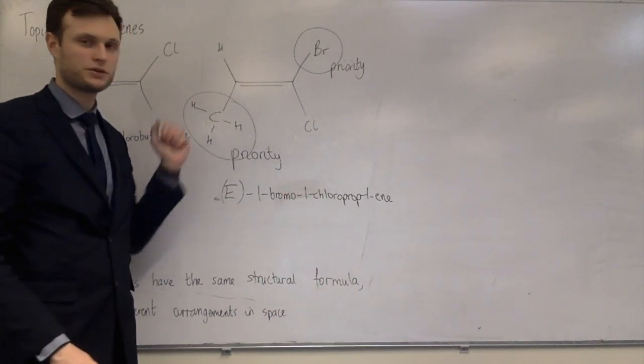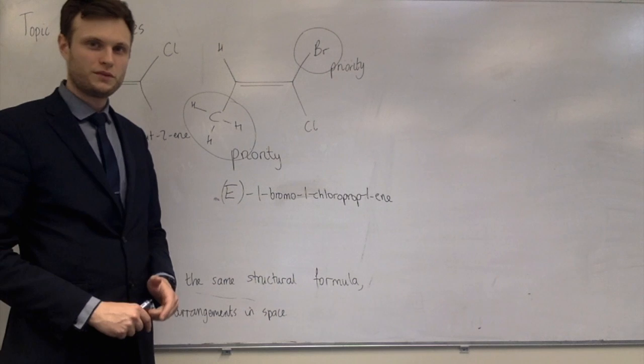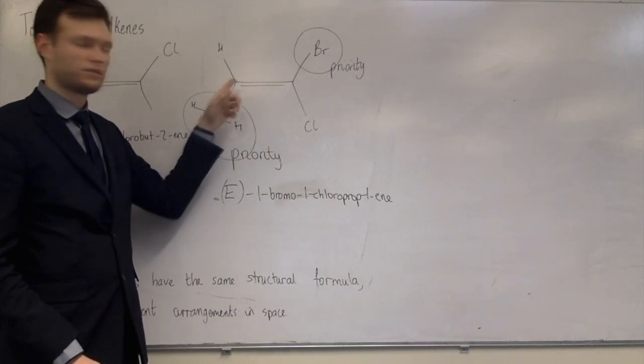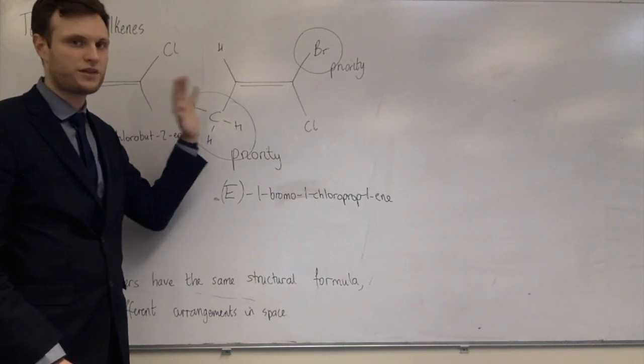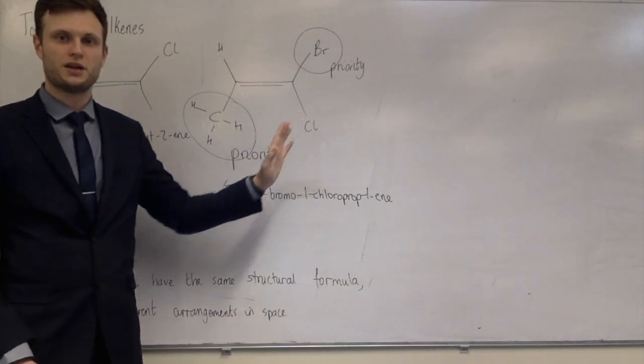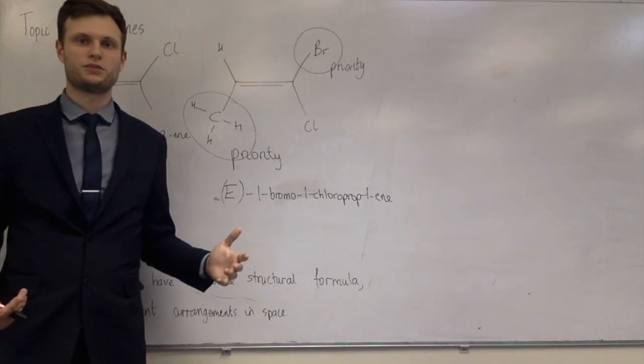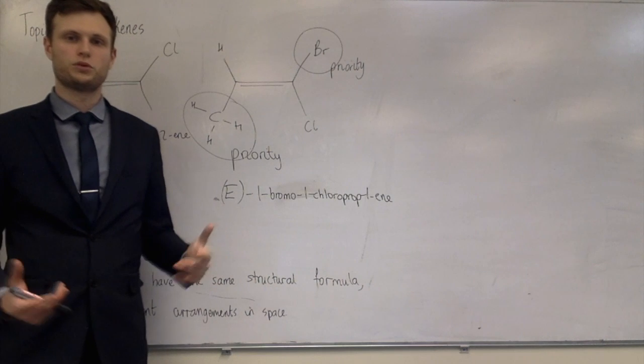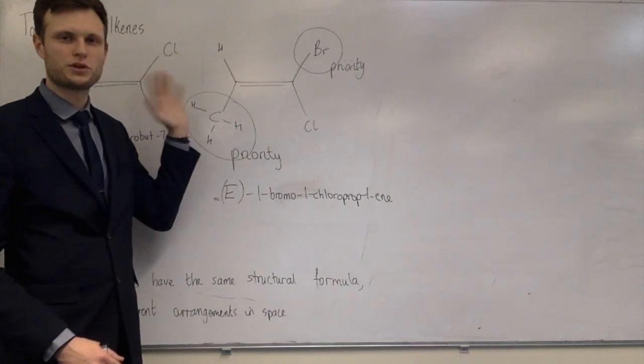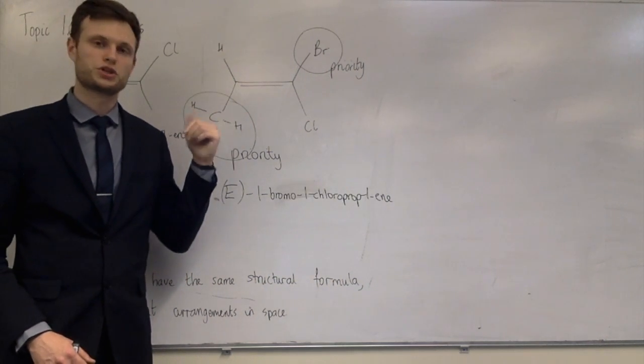And that is how you use the priority rules. We had quite an easy job there, because the first atom that we looked at for both the left-hand side and the right-hand side were different. So we just picked the heavier one. It was easy. But what do you do if the two atoms that you go to are both the same? Well, I'll show you what to do now.